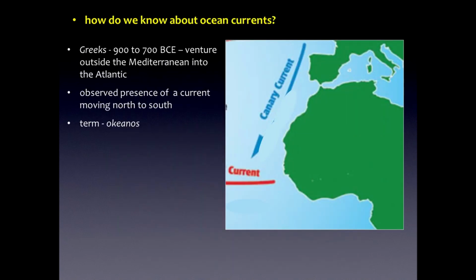Humans have known about the presence of ocean currents for a long time. The Greeks, we know, back in 900 or 700 before the Common Era, once they ventured out into the Mediterranean and the Atlantic, observed the presence of a current, this river of water flowing in the ocean, moving from north to south. And this is once again a reminder why we call oceans oceans. The Greeks gave this the term okeanos, which in turn became our modern day word ocean. The current that they discovered, as we'll find out later in this lecture, is a current called the Canary Current, which moves along the westernmost coast of Europe, England, Spain, Portugal, and Western Africa.